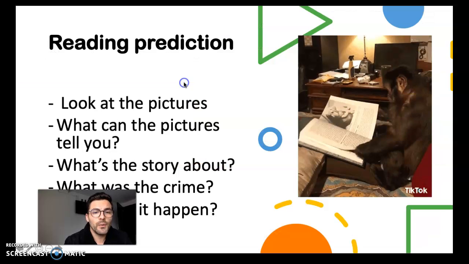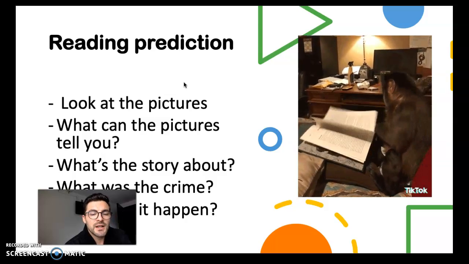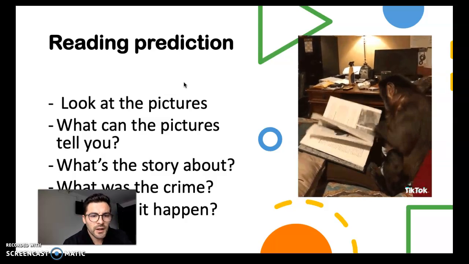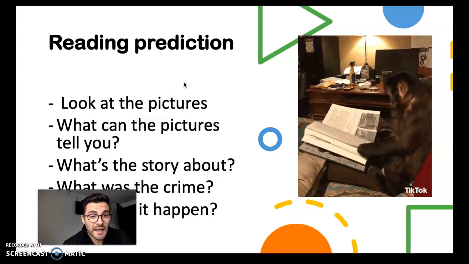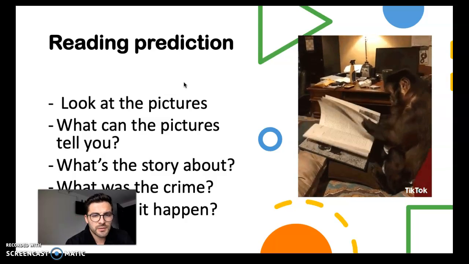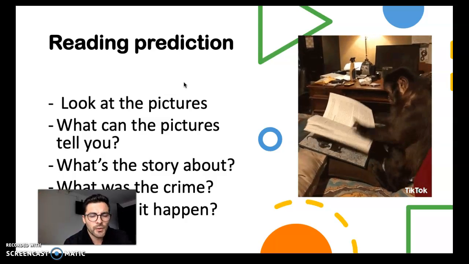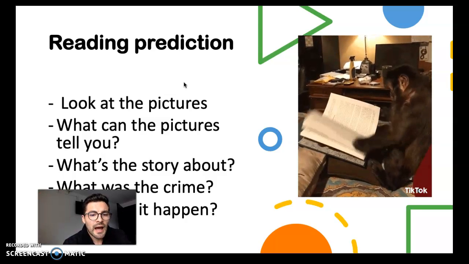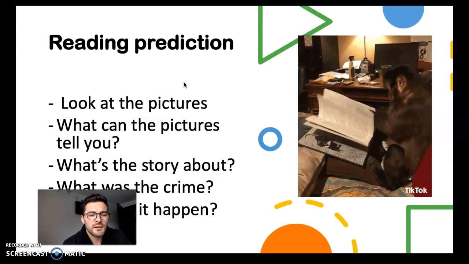Okay. There we go. Now we are going to make reading predictions. So can you please look at these pictures. Look at the pictures of the text, and then let's make predictions. What can the pictures tell you? What do you think the story is about? And what was the crime? What was the crime? What happened?